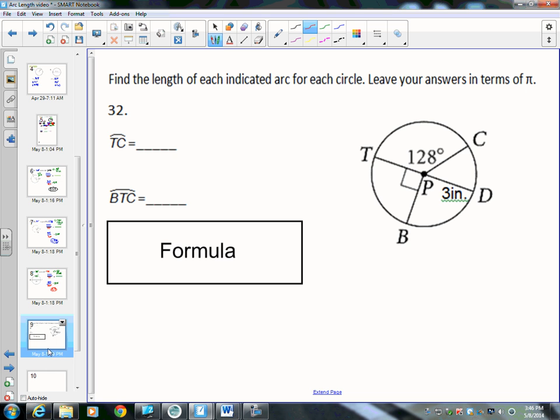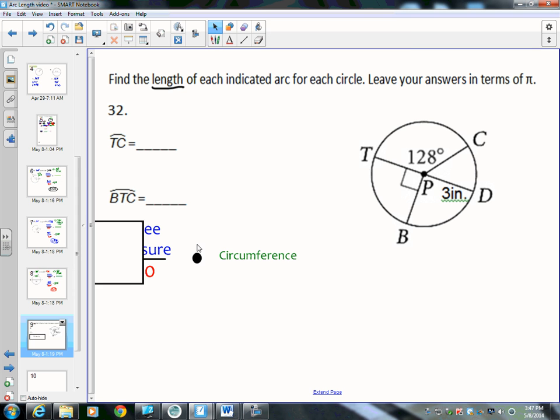Okay. And the last example. So in this case, it says find the length of each indicated arc for each circle. Leave your answer in terms of pi. So again, find the length of each indicated arc. So how do you find the length of an arc? There's a formula, degree measure divided by 360 times the circumference.